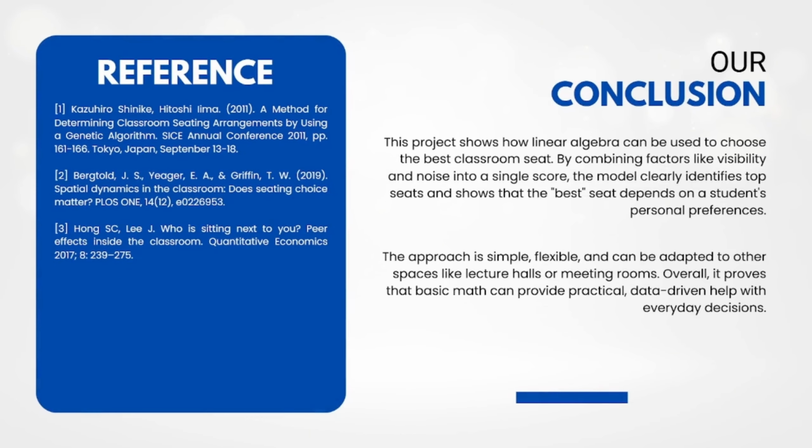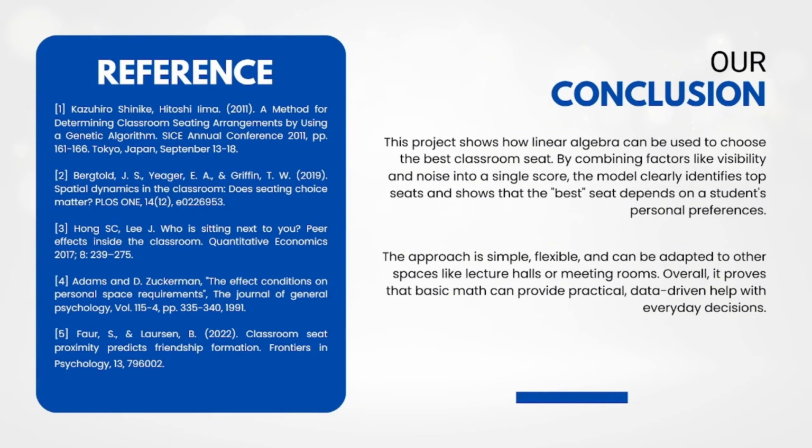Now, our conclusion for this project is that it shows how linear algebra can be used to choose the best classroom seat. By combining factors like visibility and noise into a single score, the model clearly identifies the top seat and shows that the best seat depends on a student's personal preferences. The approach is very simple, flexible, and can be adapted to other spaces like lecture halls or meeting rooms. Overall, it proves that basic math can provide practical, data-driven help with everyday decisions.